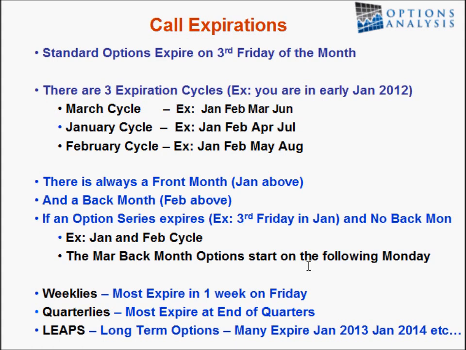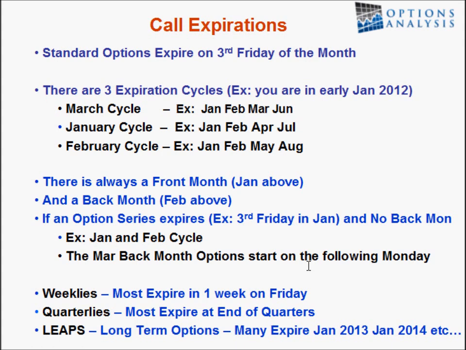Those are not the only kind of expirations that there are in stock options. Another kind are called weeklies. Weeklies mostly expire in 1 week, on Friday. So, stocks that have weeklies will have a weekly expiration on every Friday in the entire month. There's another kind of options called quarterlies. They mostly expire at the end of quarters, basically at the end of the month.